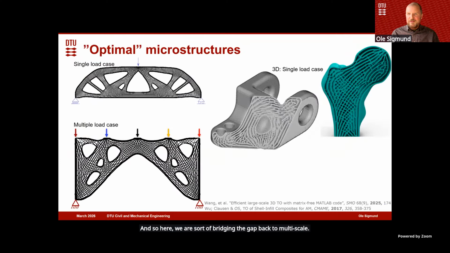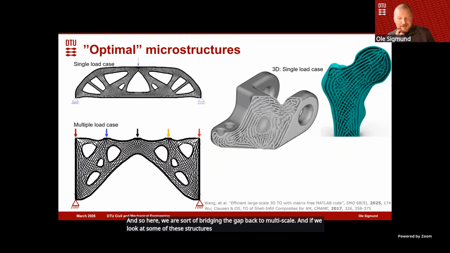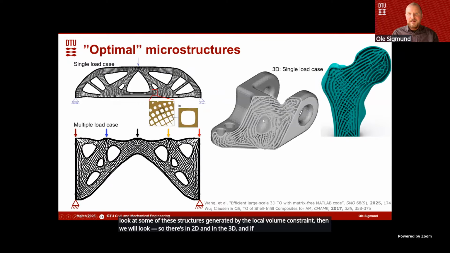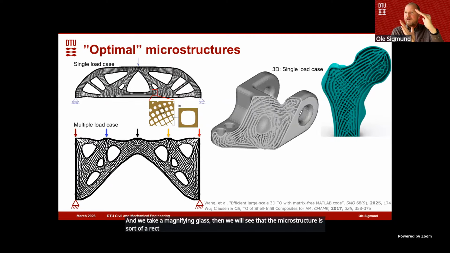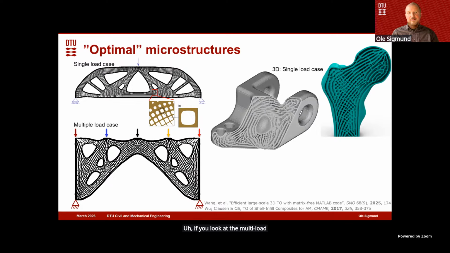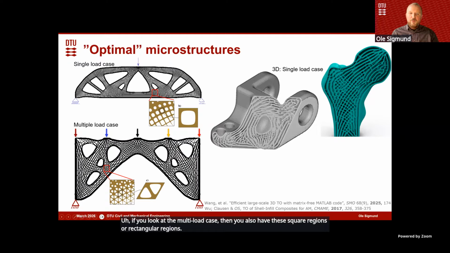And if we look at some of these structures generated by the local volume constraint, there's in 2D and in 3D, and if we take a magnifying glass, we will actually see in the 2D case, if we just consider a single load, that the microstructure is sort of a rectangular microstructure where the material is oriented along the principal stress directions. If you look at the multi-load case, then you also have these square or rectangular regions, but you actually also see regions where there are like triangles.